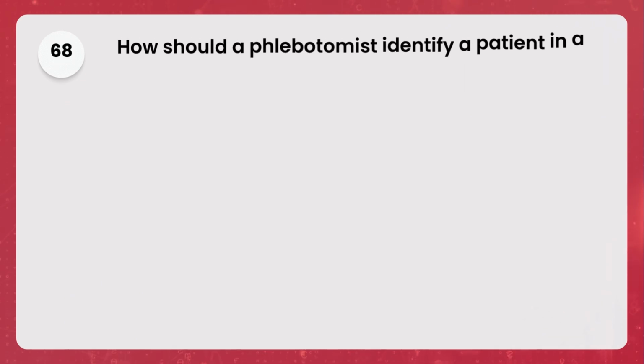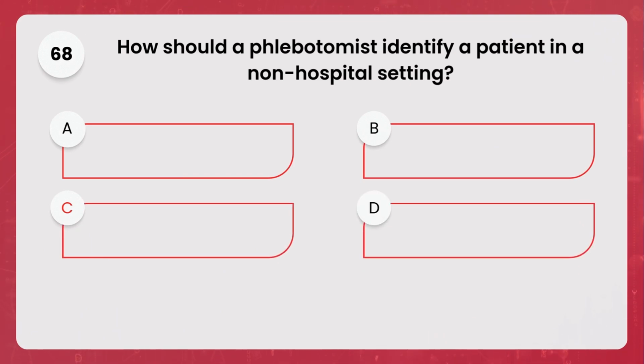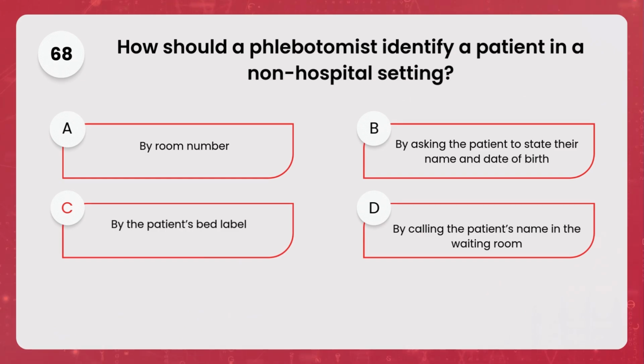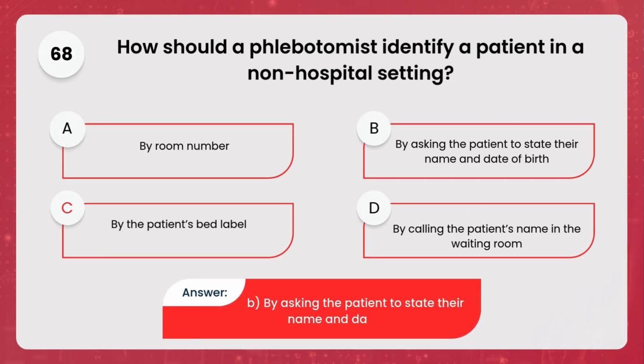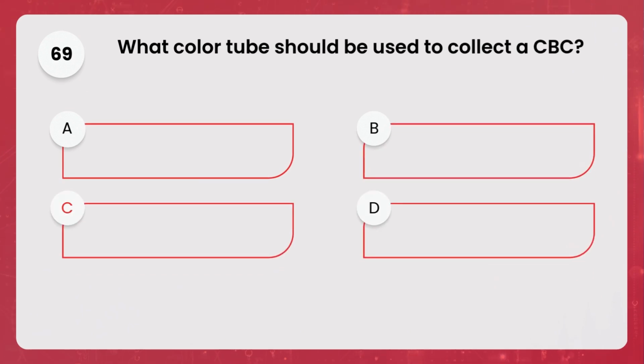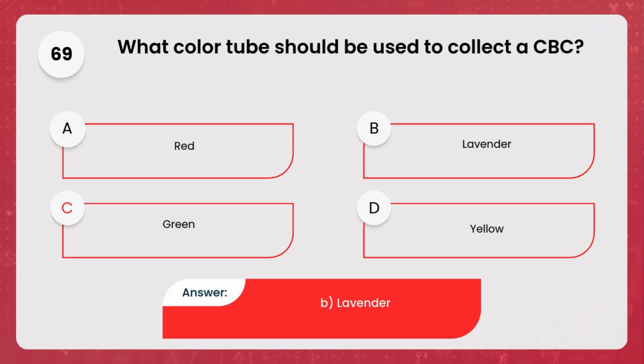Number 68. How should a phlebotomist identify a patient in a non-hospital setting? A, by room number, B, by asking the patient to state their name and date of birth, C, by the patient's bed label, or D, by calling the patient's name in the waiting room? The answer is B, by asking the patient to state their name and date of birth. Number 69. What colored tube should be used to collect a CBC? A, red, B, lavender, C, green, or D, yellow? The answer is B, lavender.